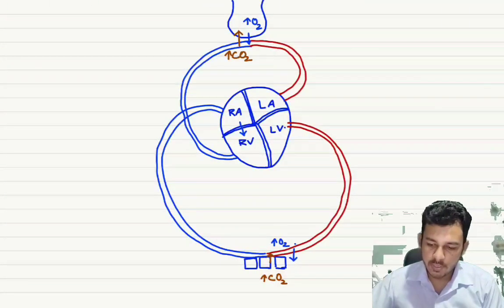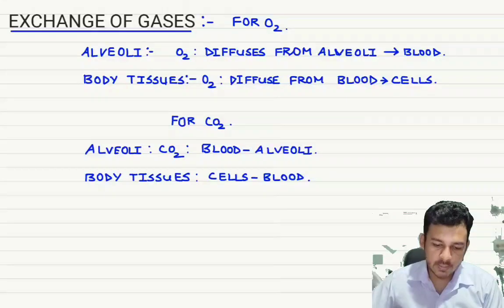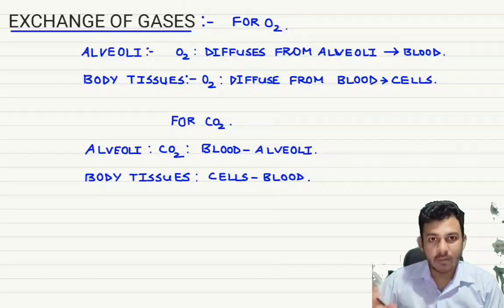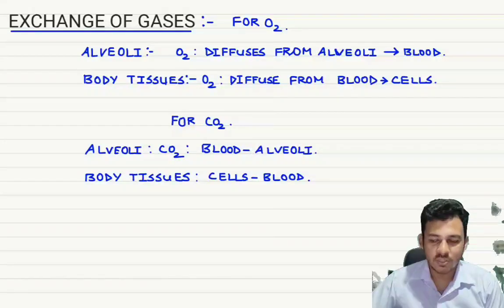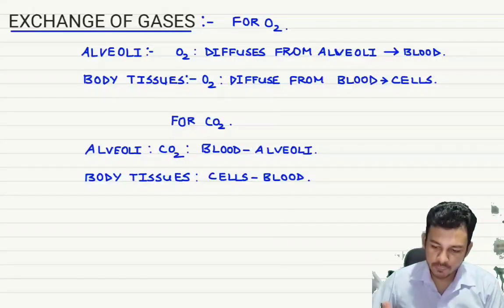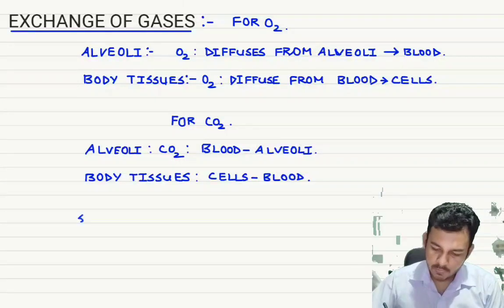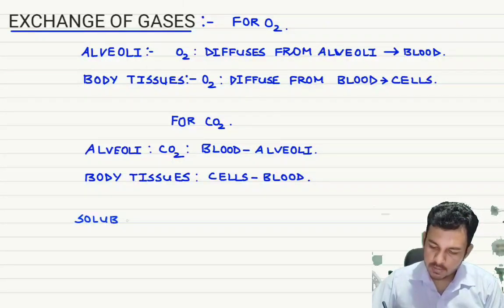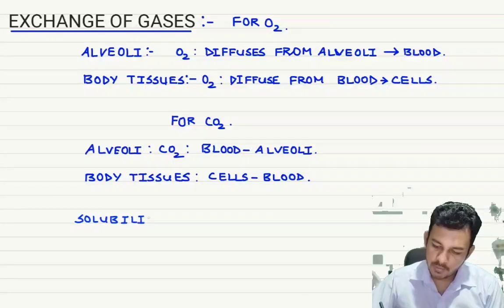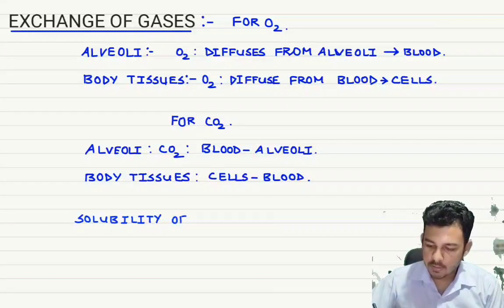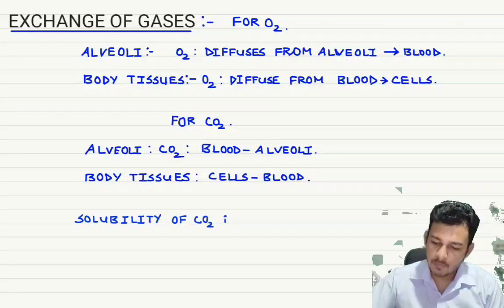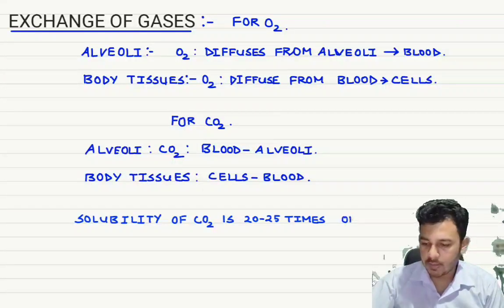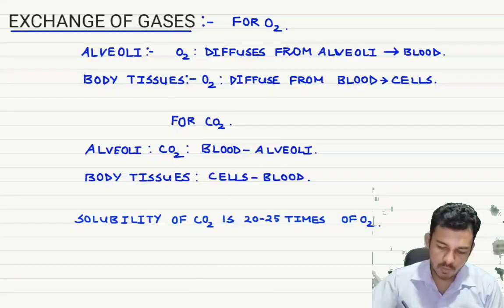So we have already read as to what are the places where exchange of gases occur. One important line which is mentioned in the NCERT and you need to remember is that the solubility of carbon dioxide is about 20 to 25 times higher than oxygen. So the solubility of carbon dioxide is 20 to 25 times that of oxygen. This is an important number that you should remember for your exams.